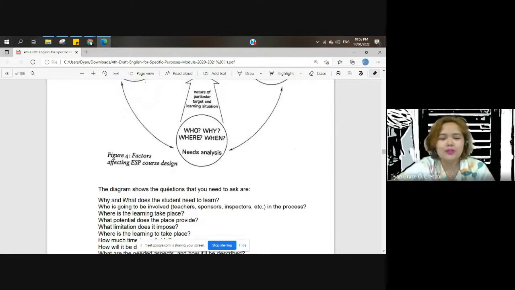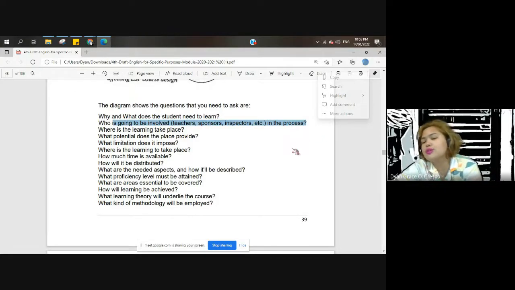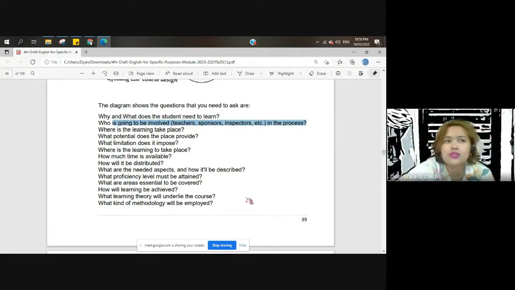The diagram shows the questions you need to ask: why does a student need to learn? Who is going to be involved? Okay, so teachers, sponsors, inspectors, etc. Especially if a company got you. For example, kayo yung magiging teacher nyo. You are hired by a company because they have these specific goals. Okay, so they will be included.